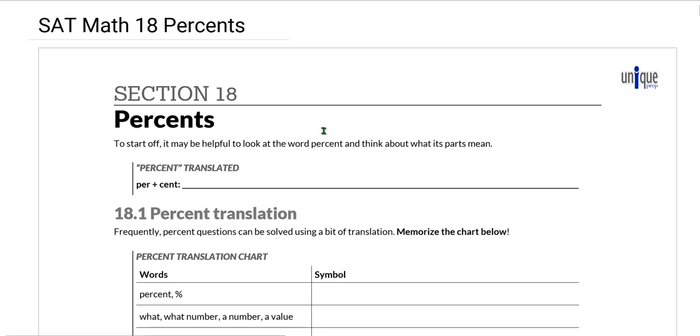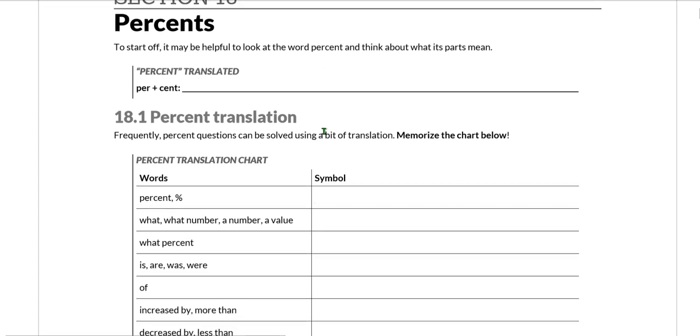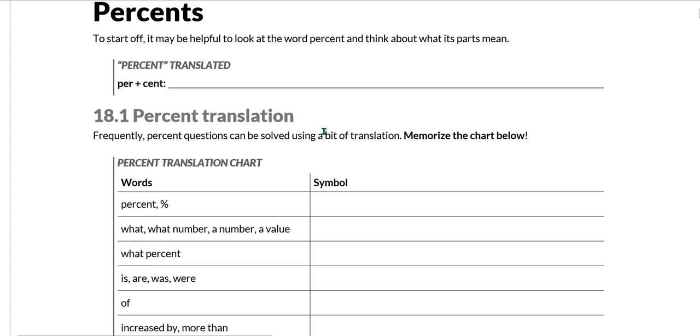We are going to start off with a very simple definition of percent. And again, even for students who feel fairly confident about percents, they often don't realize that the word percent can be broken into those two words, per and cent. And remember that per does mean out of or divided by or at a rate of. So what we're going to write here is we're going to write down out of. That's what the per is.